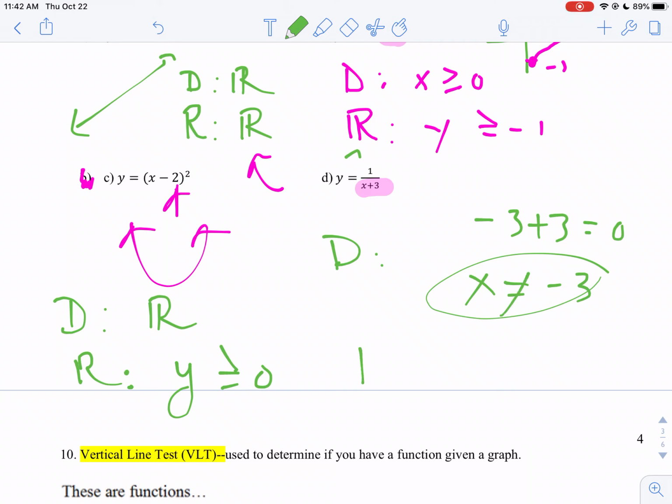And your range, again, is everything but 0. If you remember your graph looks like this, and it's going to look like that still, except it's being shifted left 3 units. So your range will still be everything, but y cannot be equal to 0 because we have a horizontal asymptote at y equal to 0.